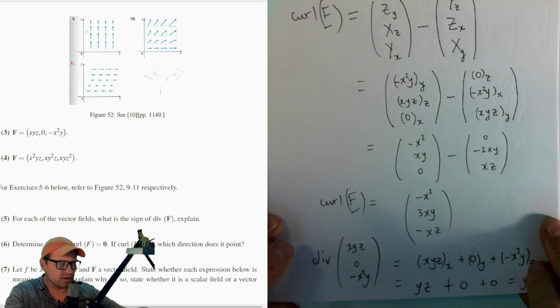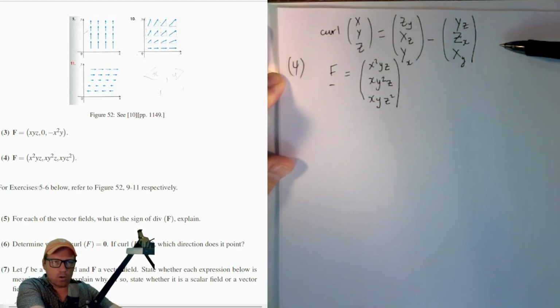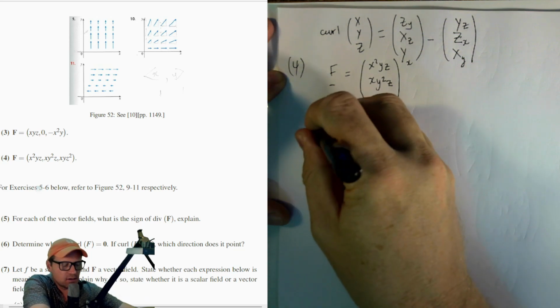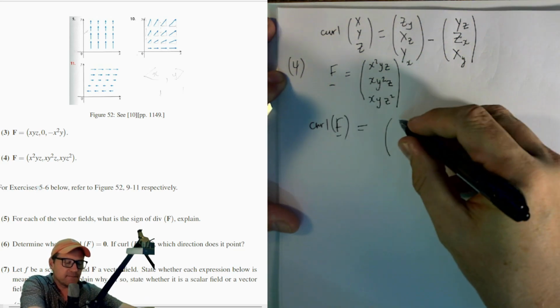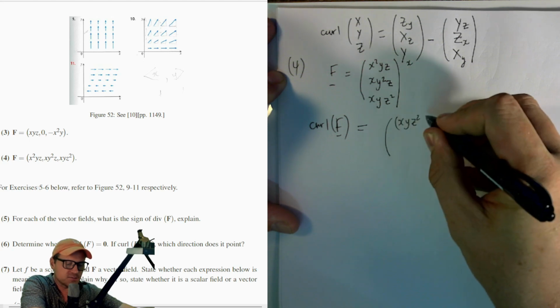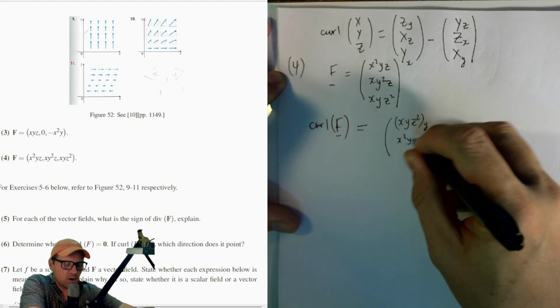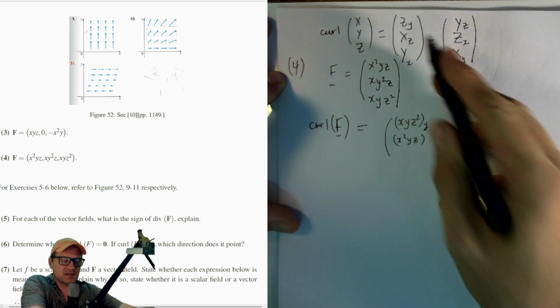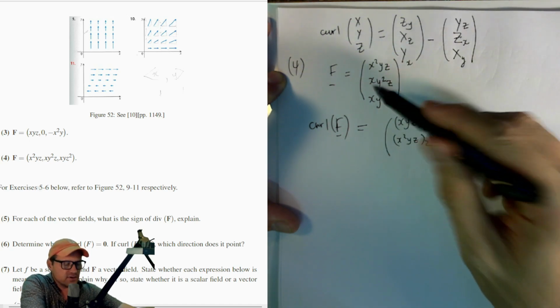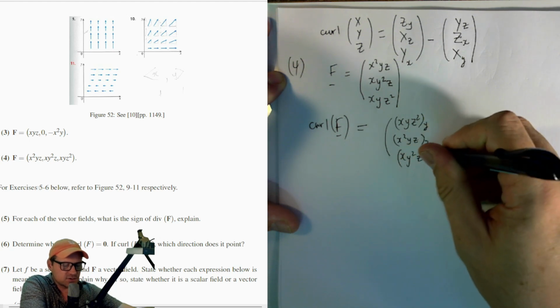All right, so moving on to question 4. Here we have f, here we have our formula. So then the curl of f is given by the derivative of xyz squared with respect to y, then the derivative of x squared y z with respect to z, and then the derivative of xy squared z with respect to x.